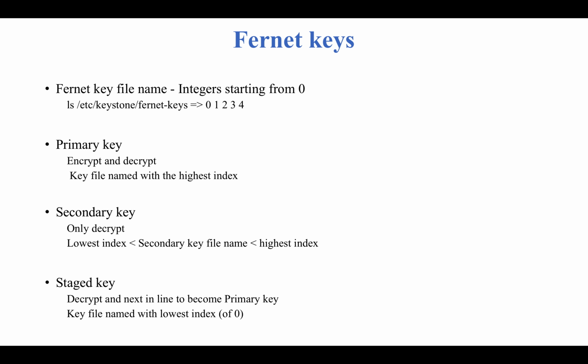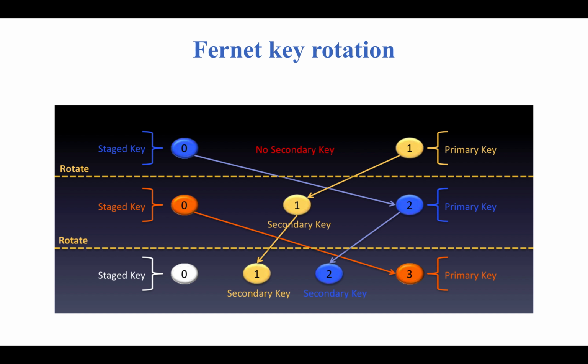Let's understand the various types of keys residing in the Fernet key repository. The key files will have file names as 0, 1, 2, 3, and so on. The primary key will be used to encrypt and decrypt the tokens. The key file with the highest index will always be the primary key. Secondary key will be used to only decrypt the tokens. The key file with name lower than the highest index will always be a secondary key. We can have multiple secondary keys in the repository. Staged key will be the next key file in line to be the primary key. The key file with index 0 is always the staging key.